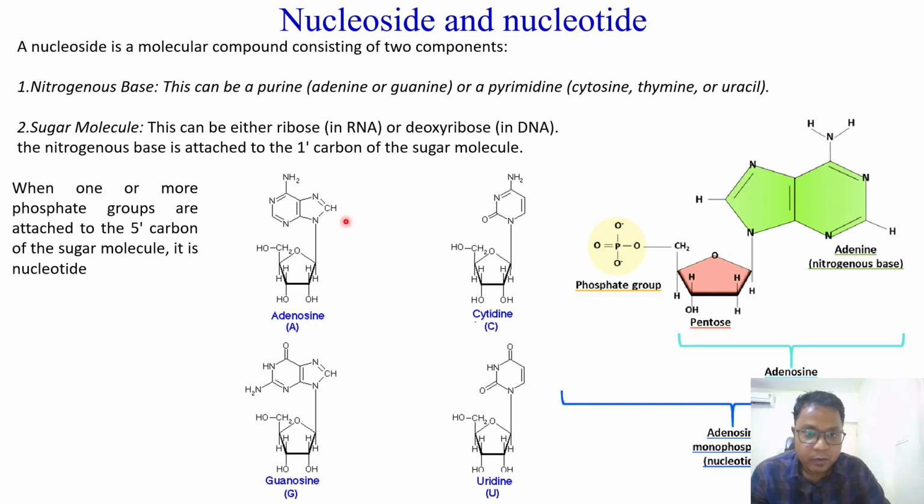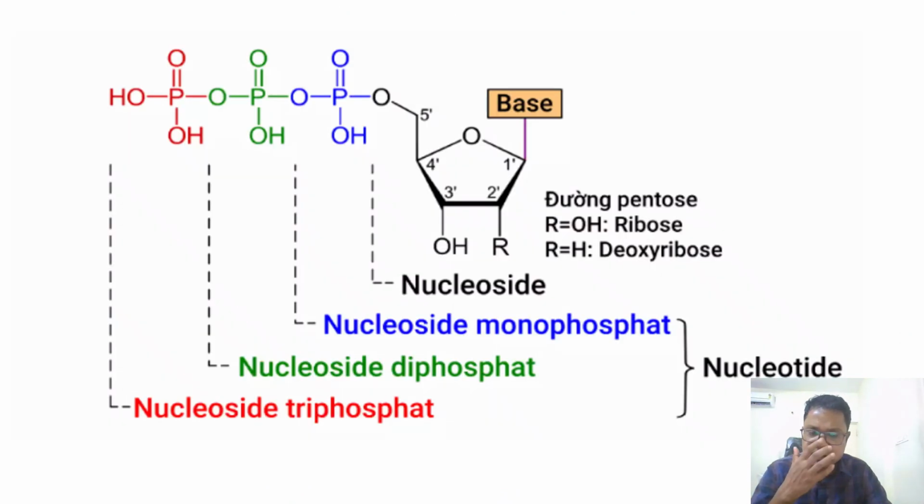So let us see the pictorial representation. When the sugar molecule is attached to a nitrogenous base, we call it a nucleoside. And when a phosphate group is attached, so this is the nitrogenous base, this is the sugar molecule, and this is the phosphate group, all three together are known as a nucleotide, and these two are a nucleoside. So this is the best pictorial representation to distinguish between nucleoside and nucleotide.